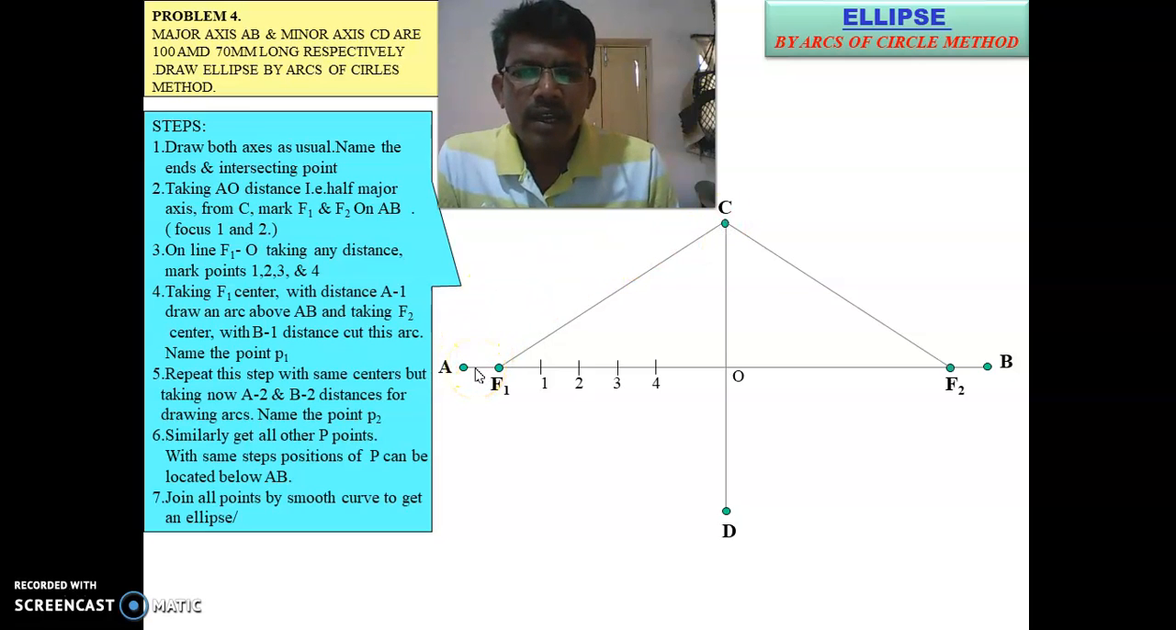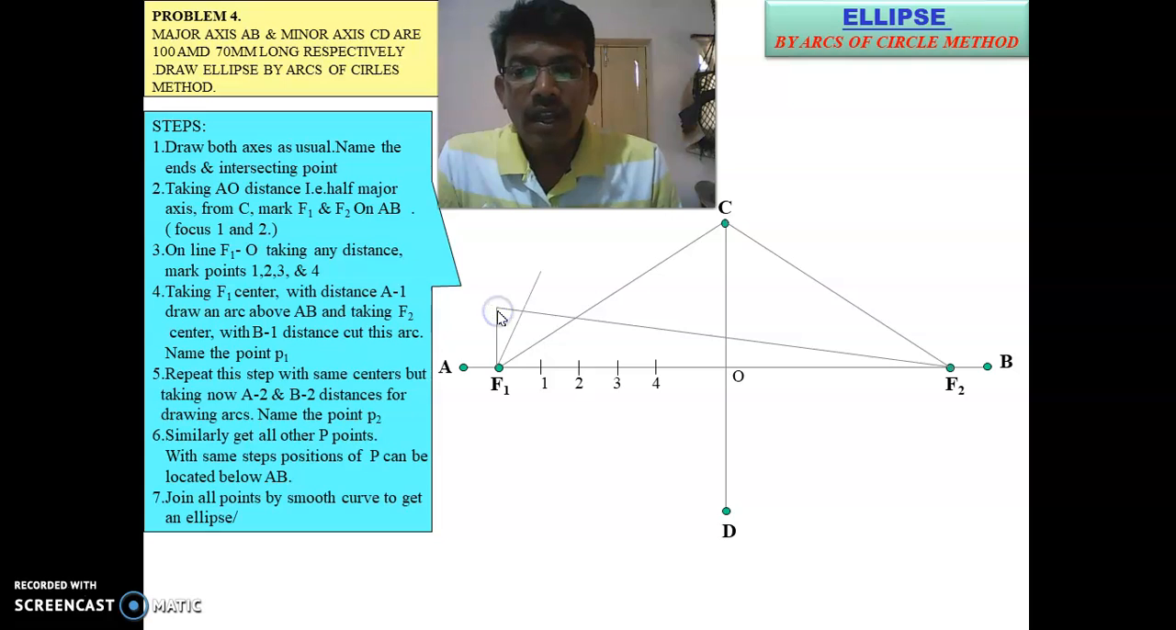Take A1 as radius, listen clearly, A1 as radius, F1 as a center, and make an arc. And next, B to 1 on the left side as a radius, F2 as a center, you make another arc. Then these arcs intersect at one particular point.